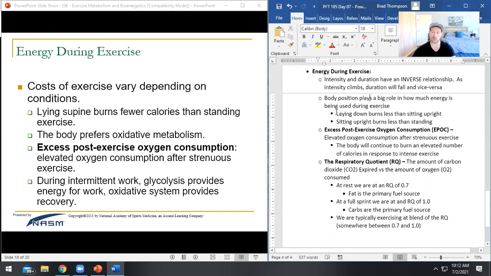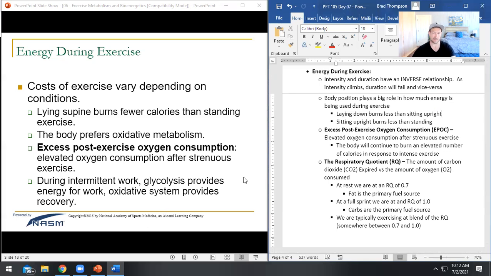So if we want to increase the amount of energy that we are expending during our workouts, well, then we want to make sure that we do not have our clients laying down. We want to have them at least sitting upright. And then beyond that, we want to have them hopefully standing. So laying down burns less energy than sitting. Sitting burns less energy than standing, because it's dependent on how many muscles you are recruiting.